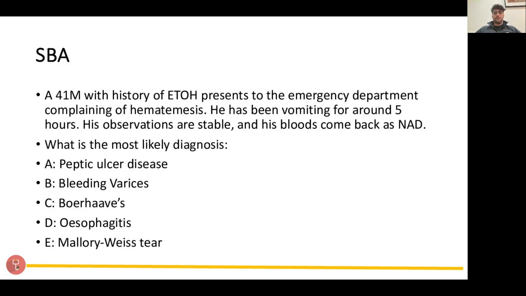Another SBA. A 41-year-old male presents with a history of ETOH, which means essentially a background of heavy drinking or alcoholism. Presents to the emergency department complaining of hematemesis. He's been vomiting for around 5 hours. His observations are stable. His blood's come back as NAD. What is the most likely diagnosis?